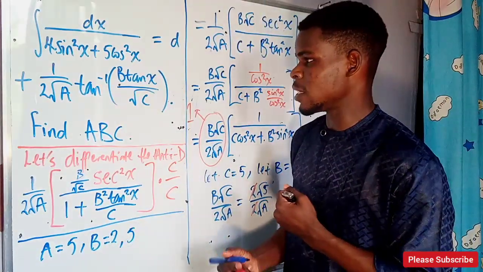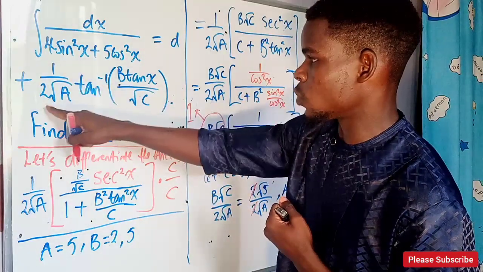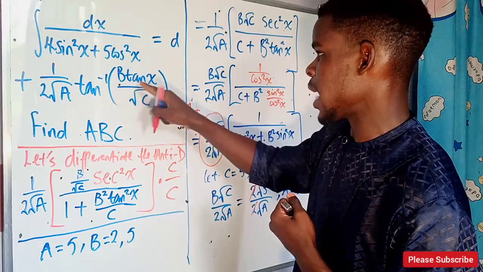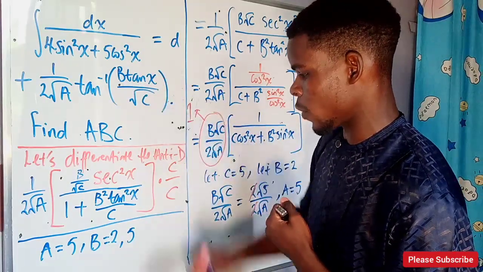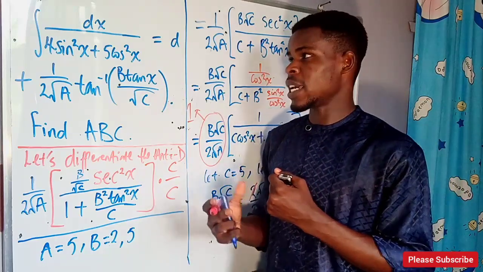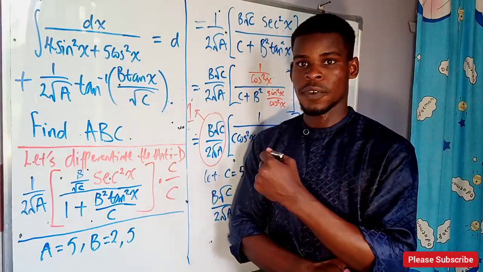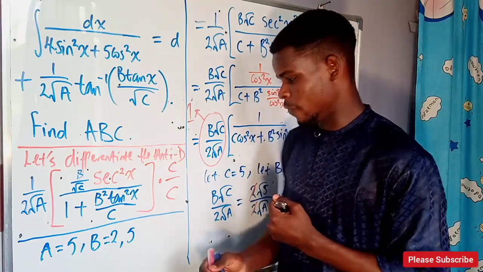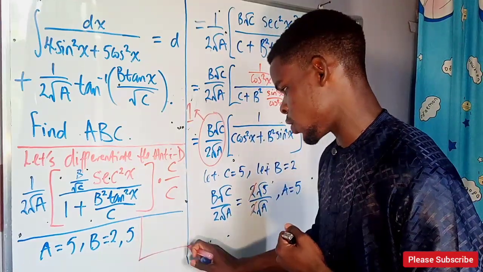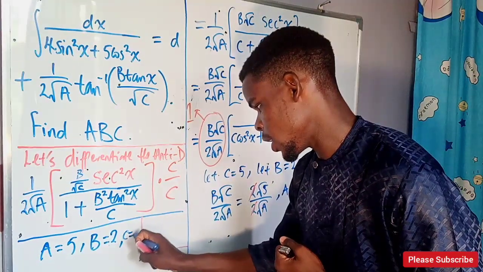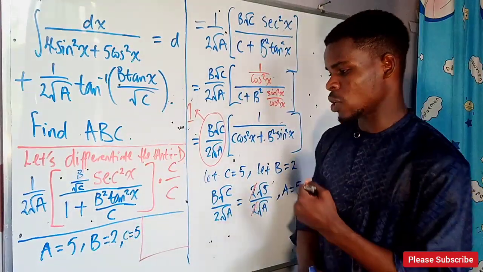And if we have that, in fact, this right here will be 1 over 2 times the square root of 5, then the inverse tangent of 2 tangent of x divided by the square root of 5. Well, you can find the antiderivative of this function to compare and know if these constants are correct. But in fact, they are in their right positions. That is to say, a should be 5, this is c, right?